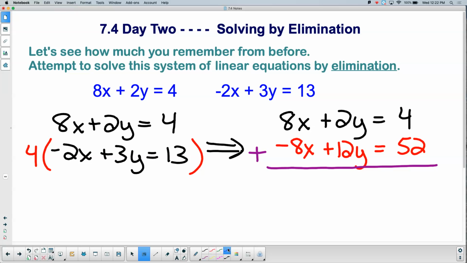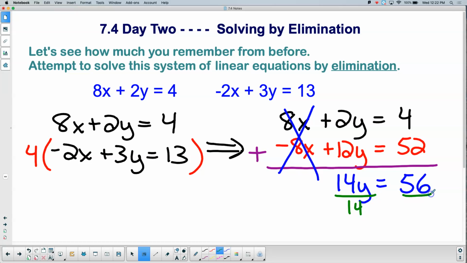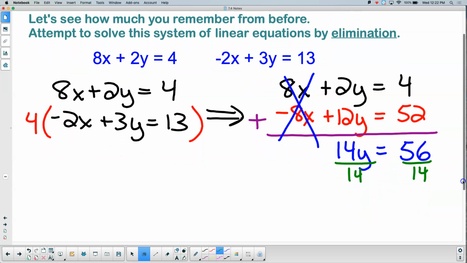So the x variable gets eliminated because 8x minus 8x is 0. And then I get 14y equals 56. Now what? Solve that equation. So I'm going to divide both sides by 14, giving me y equals 4.